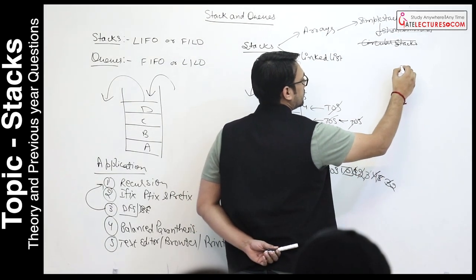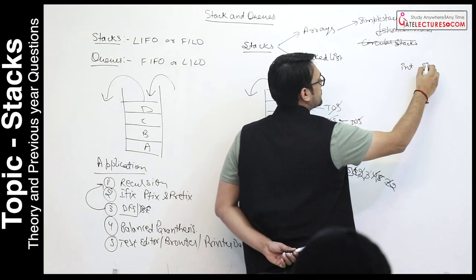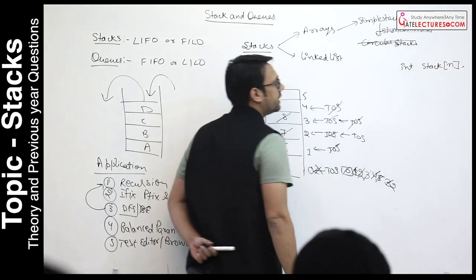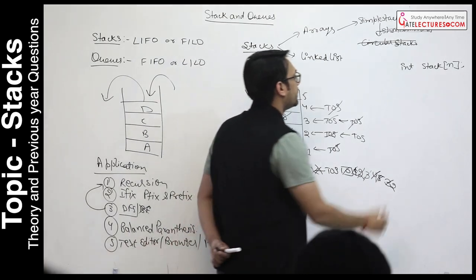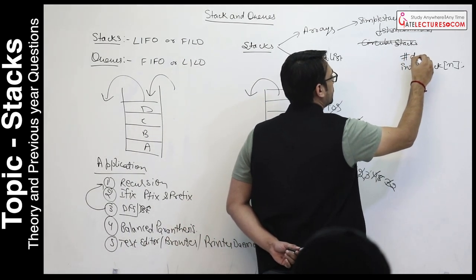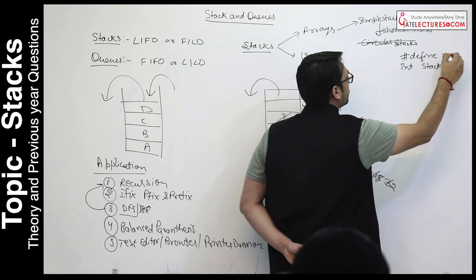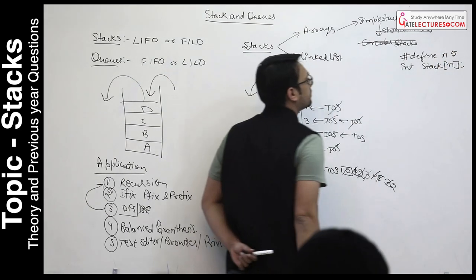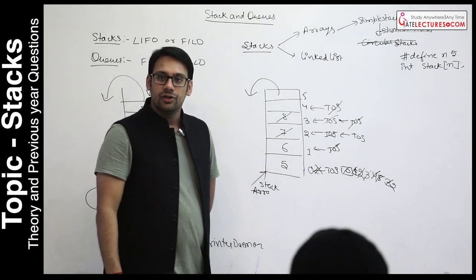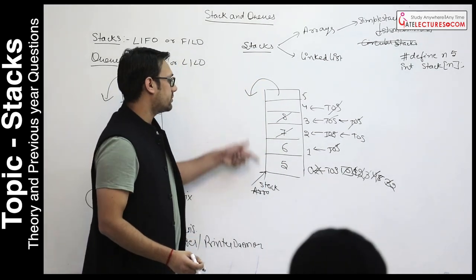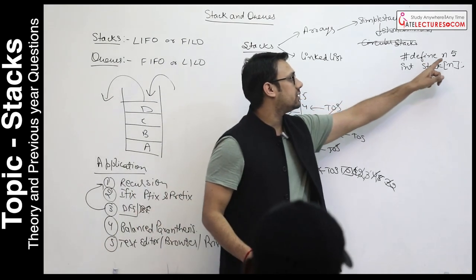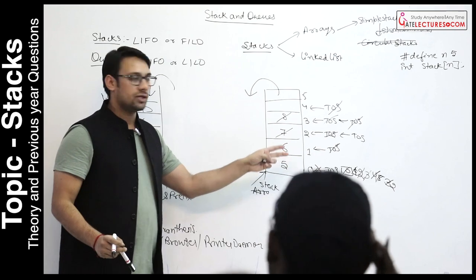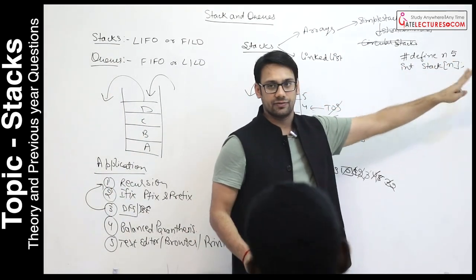So we can say integer stack with n index locations. I can define n, I can say hash define n as 7, 5, 10 or whatever you want. Let us say I am implementing hash define n as 5. So anytime I want to represent the maximum capacity of the stack, that is n, which is representing 5. Here the maximum capacity is 6, but here I am using maximum capacity 5.